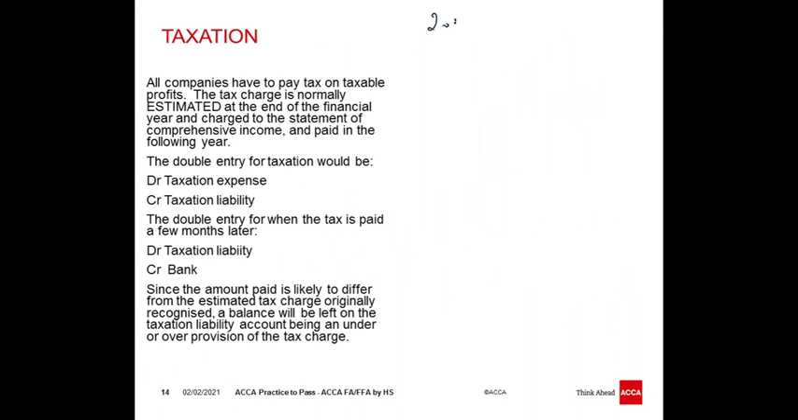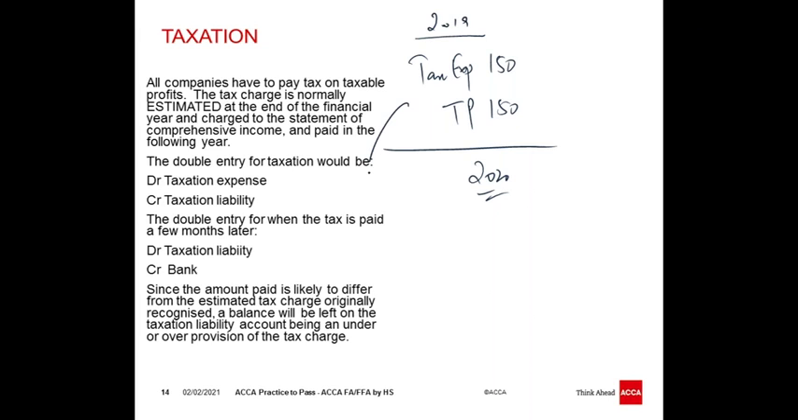Assuming in 2019, the company has booked a tax expense of 150. Tax expense debit, but tax payable credit. Do remember this, that the tax will always be payable in arrears. The 2019 tax will be payable in 2020.